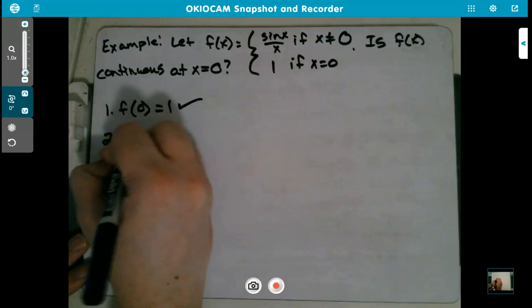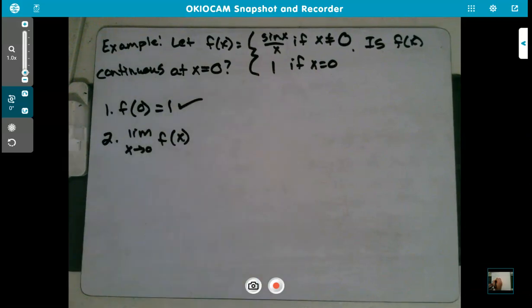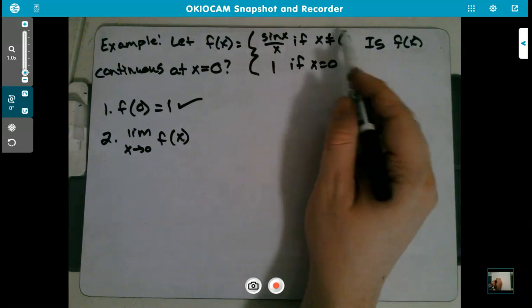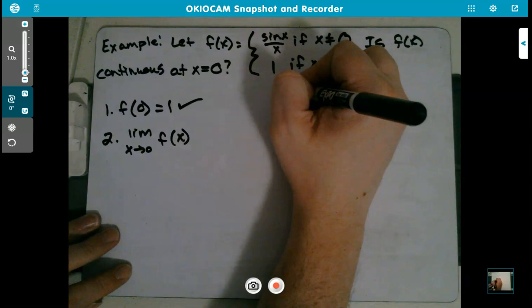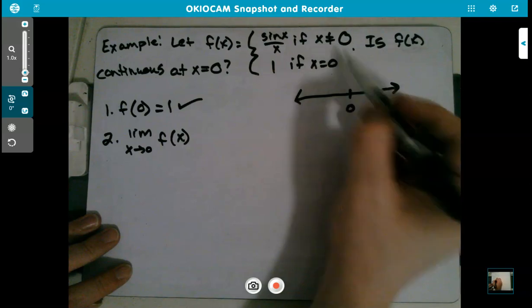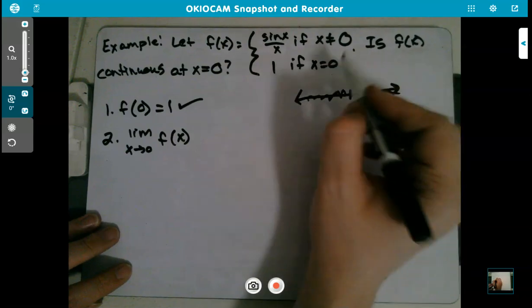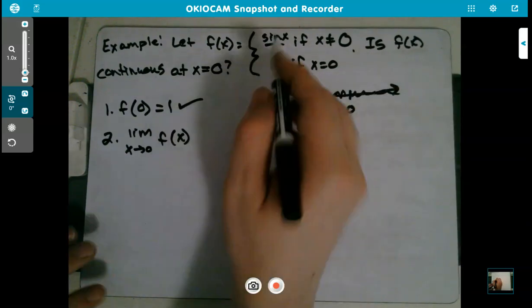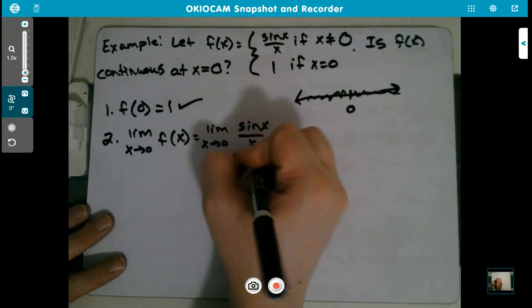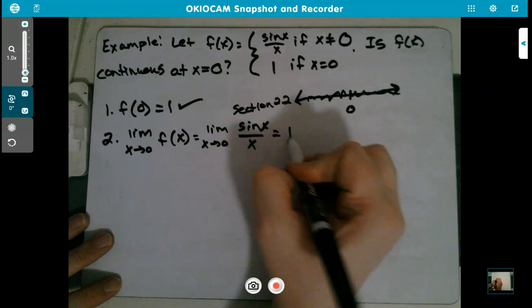Number 2, we're going to do the limit as x approaches 0 of f of x. Normally with a piecewise, I'm going to do from the left and then from the right. But if I look right here, both of those are inside of one rule here, right? Because if I look at the number line, and 0 is right here, this top part is for everything except for this point. And so that takes care of the left and right. And so I don't have to do 2 parts here. I can just see that's the limit as x approaches 0 of sine of x over x. And as we saw in section 2.2, we did it at the very start, that is equal to 1.